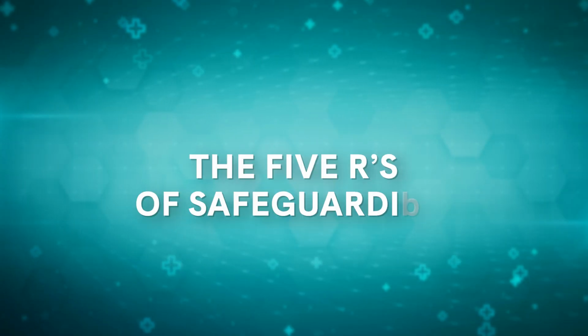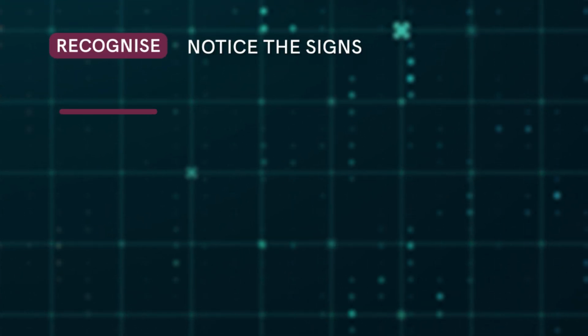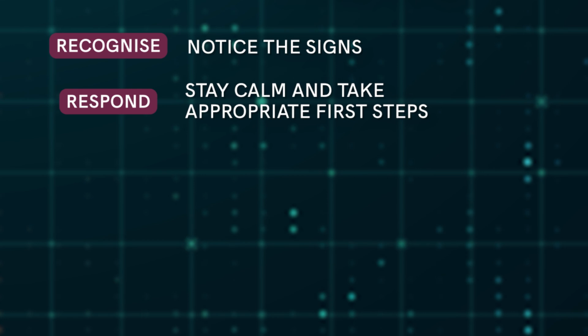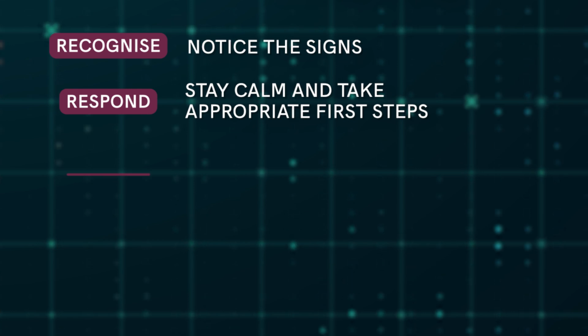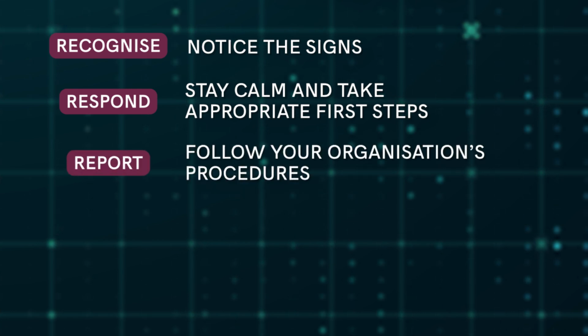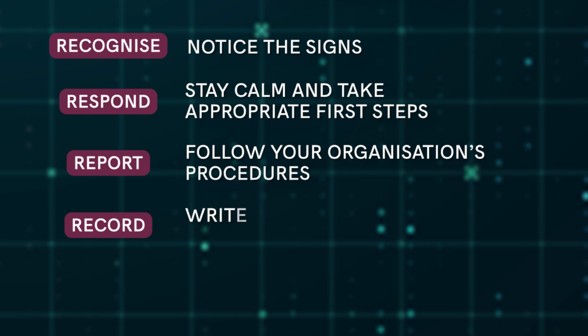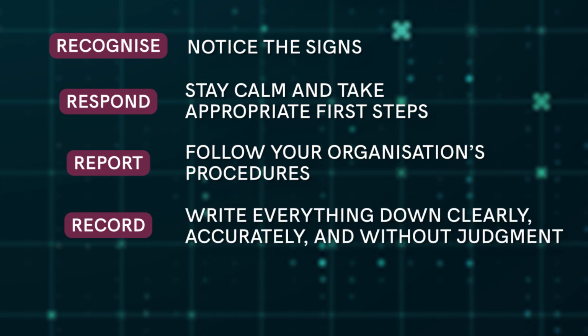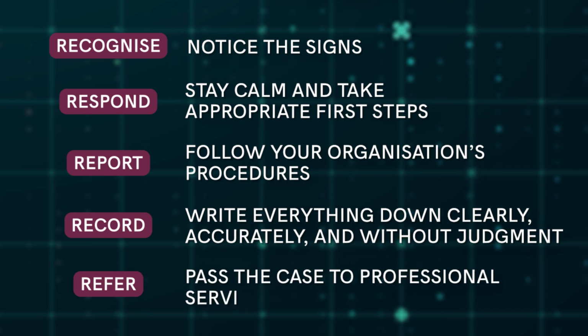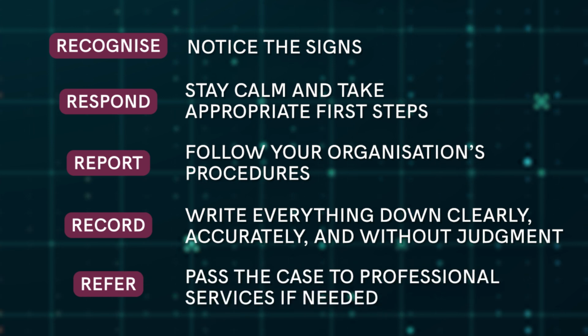The 5 R's of safeguarding. When it comes to taking action, remember the 5 R's. 1. Recognize. Notice the signs. 2. Respond. Stay calm and take appropriate first steps. 3. Report. Follow your organization's procedures. 4. Record. Write everything down clearly, accurately, and without judgment. 5. Refer. Pass the case to professional services if needed.